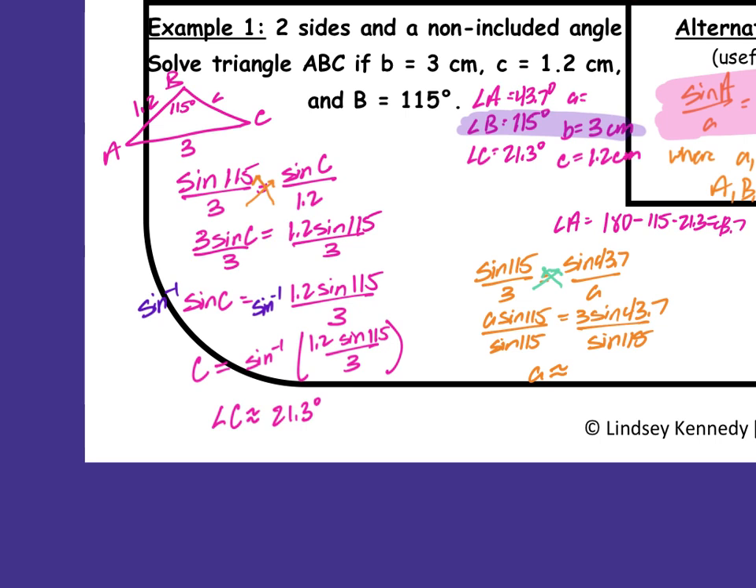Desmos. Parenthesis 3 sine. If you guys can be faster than me on this, that would be great. 43.7 parenthesis divided by sine of 115. 2.3 centimeters. Okay, yep. 2.3 centimeters. Okay, beautiful.